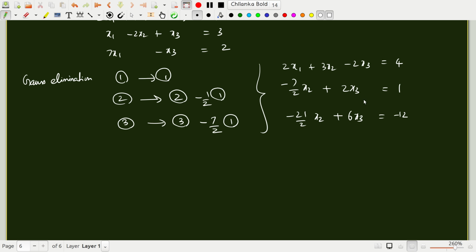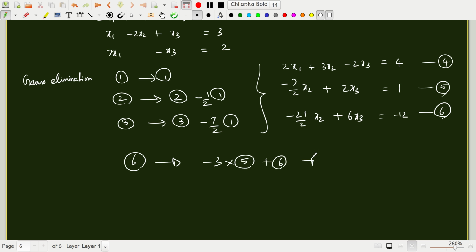Now we have only two variables in the third equation, so we only have to manipulate this equation to get rid of x2. Let's call these equations 4, 5, 6. So the sixth equation will change into minus 3 times 5 plus 6, and that will give rise to another equation which will appear like 0 is equal to minus 15.